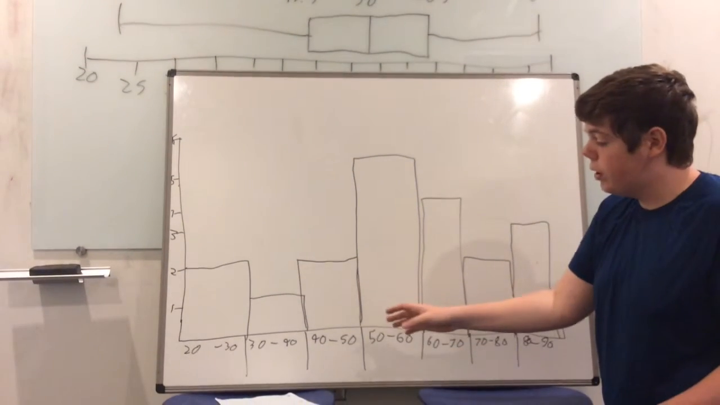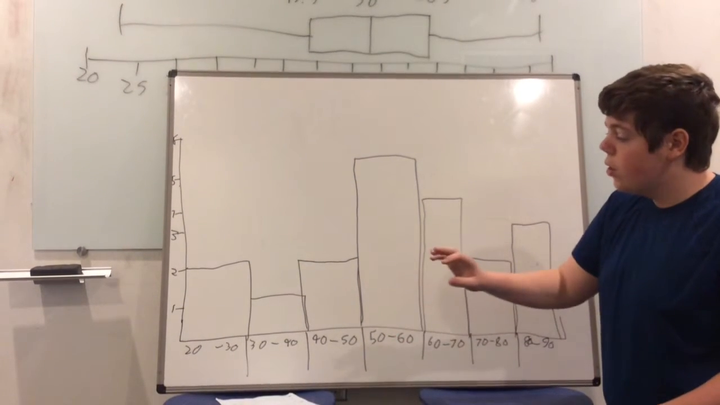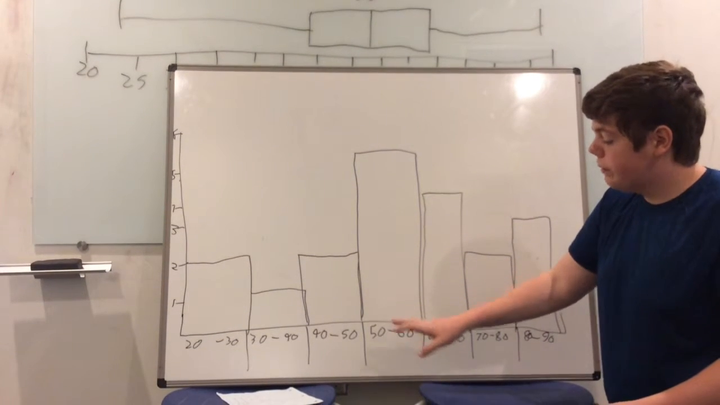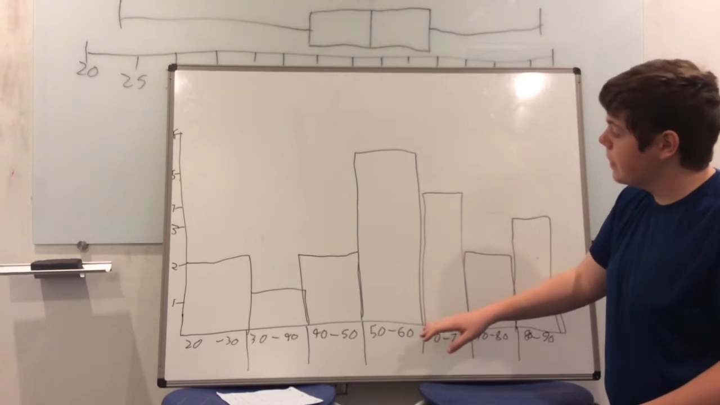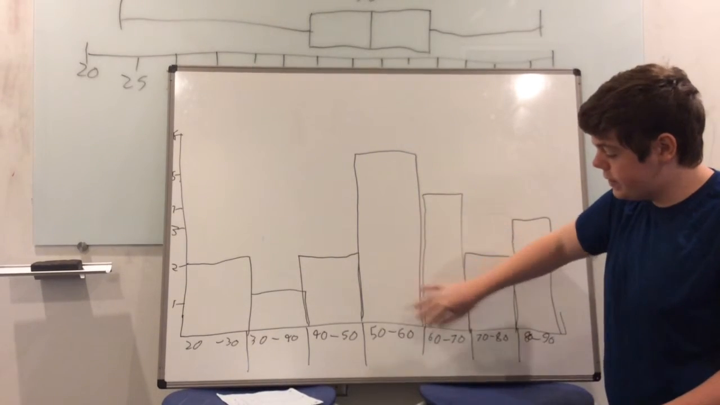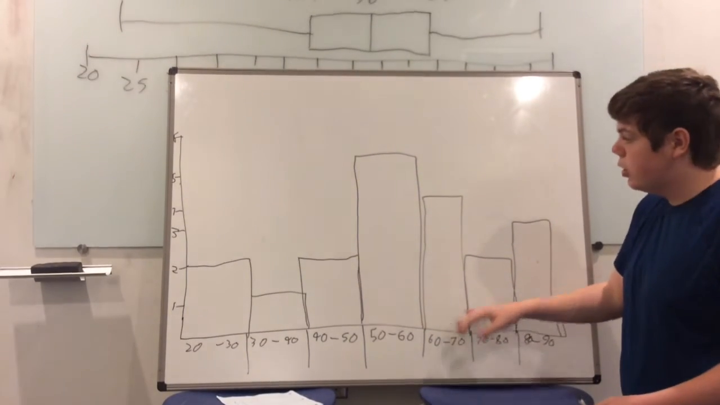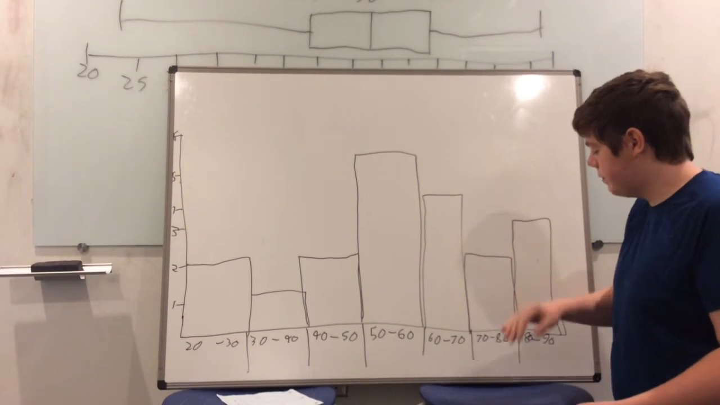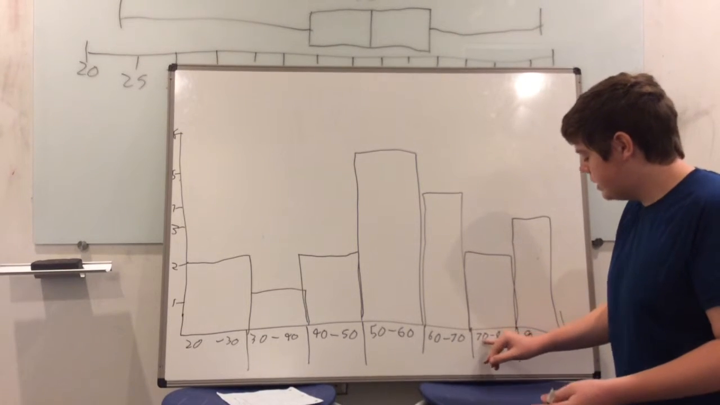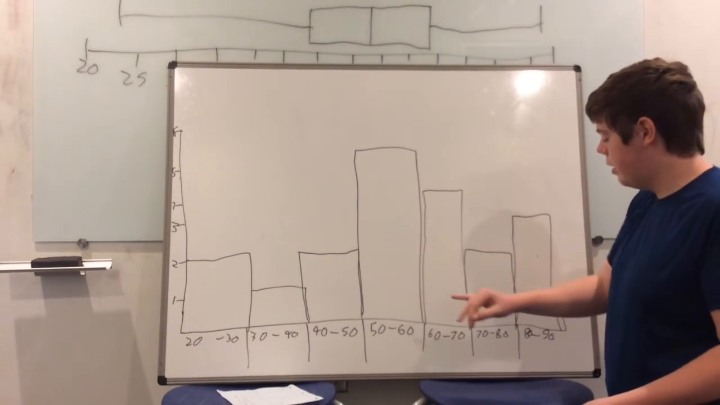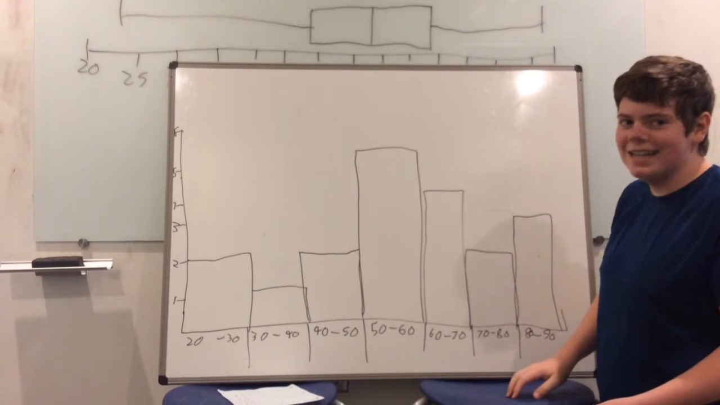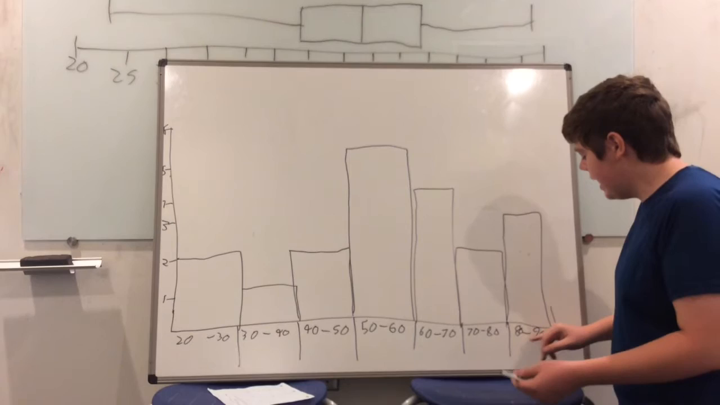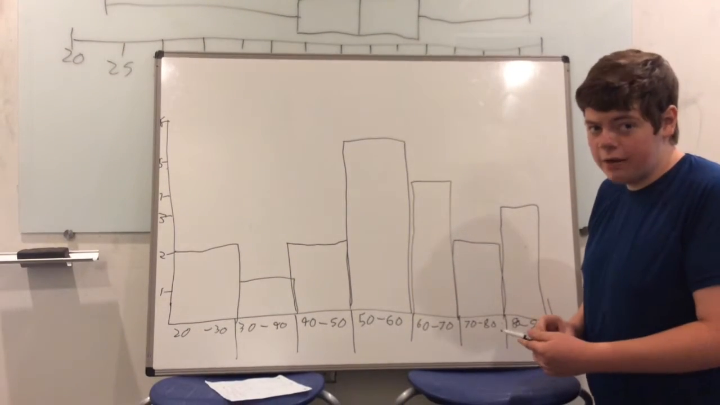By this data we can tell that 2 people between the ages of 20 and 30 attended the conference, 1 person between 30 and 40 attended, 2 people between 40 and 50 attended, and 6 people between 50 and 60 attended the conference. 4 people between 60 and 70 attended the conference. 2 people between 70 and 80 attended. And 3 people between 80 and 90 attended the conference.